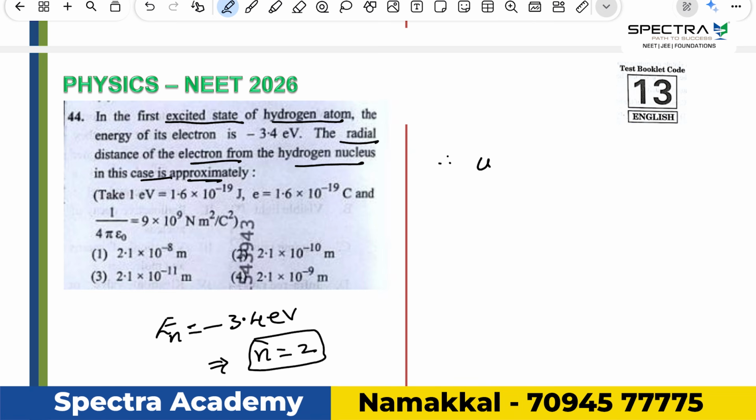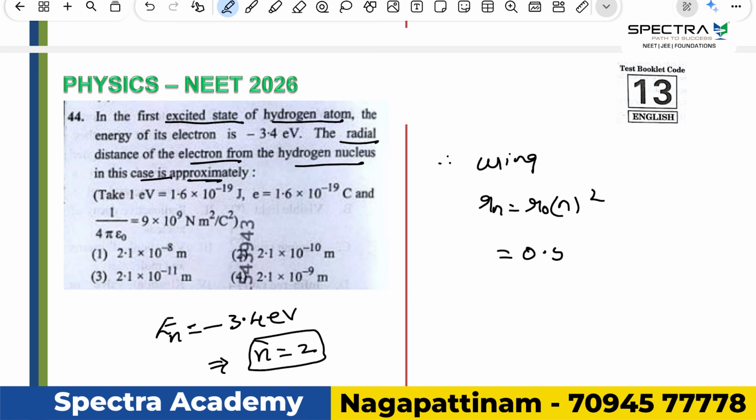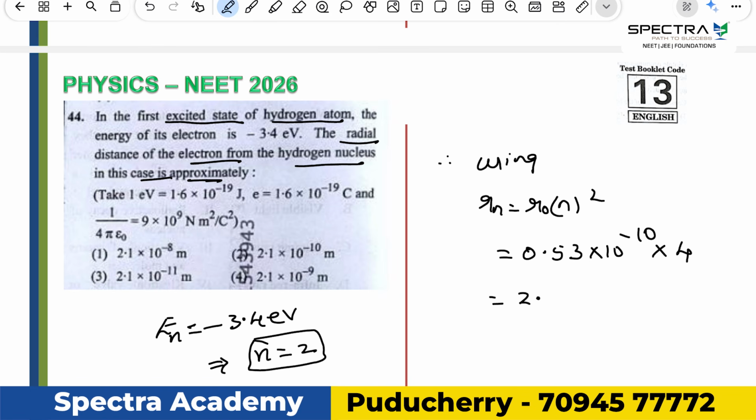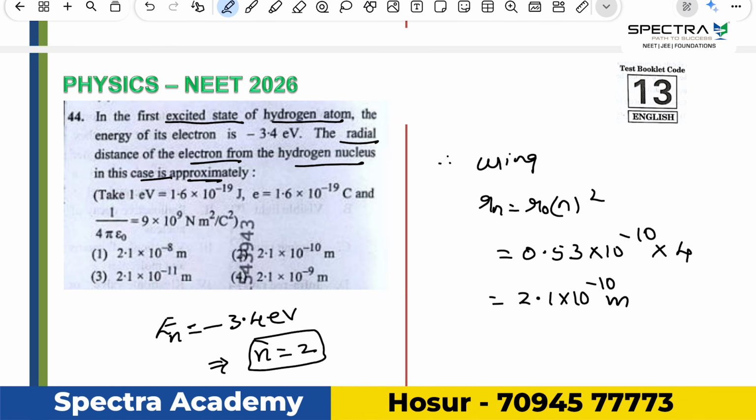Therefore, using the relation Rn is equal to R naught into n square, substituting all the values, that is 0.53 into 10 to the power of minus 10 into 4, you will get the answer as 2.1 into 10 to the power of minus 10 meter. Hence, we can select option 2 as the right answer. Clear, students?